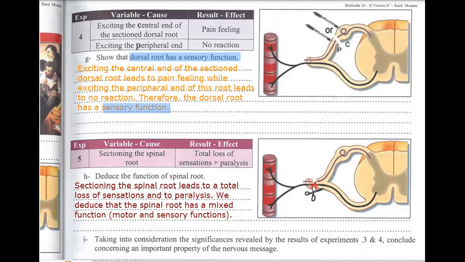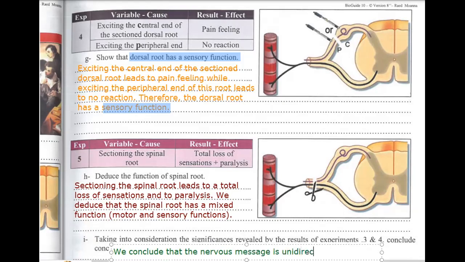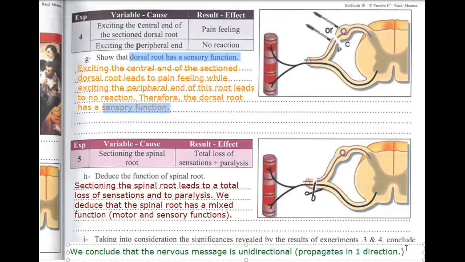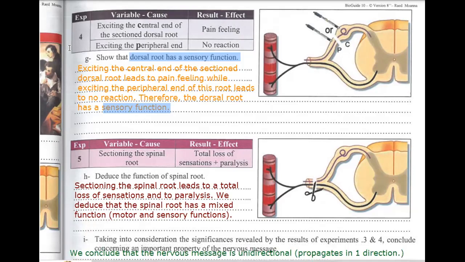So what is an important property that can be revealed? This is a conclusion: the nervous message moves in one direction. It is unidirectional. So we conclude that the nervous message is unidirectional, it propagates in one direction. So again, the nervous message moves in one direction. The direction of this message is centrifugal in the ventral root and centripetal in the dorsal root.